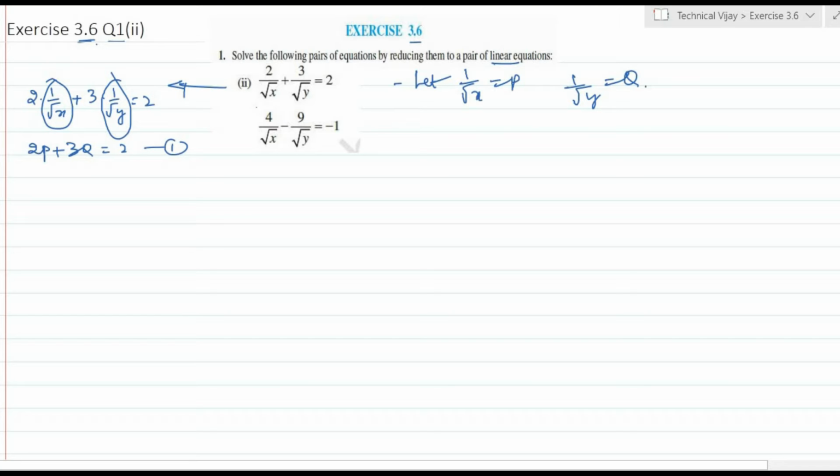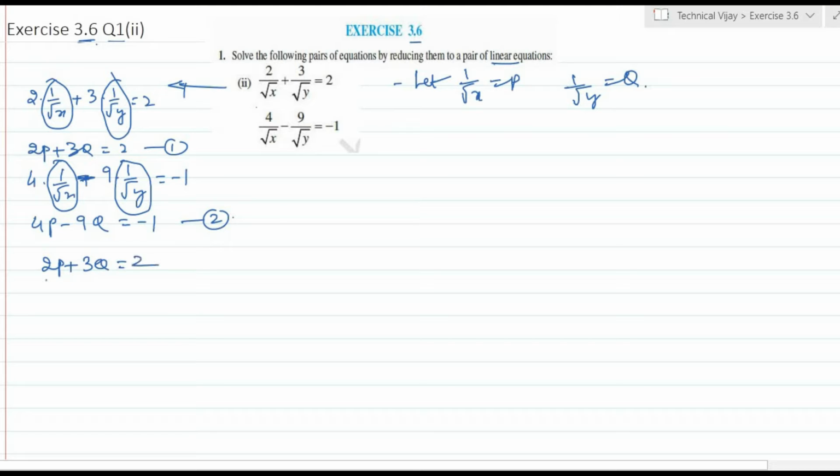This is one equation. So in the same way you can consider this one, 4 into 1 by root x plus minus 9 into 1 by root y is equal to minus 1. So 1 by root x we will substitute as p, 1 by root y is equal to q. So 4p minus 9q is equal to minus 1. So this is equation number 2. So we will write equations here, that is 2p plus 3q is equal to 2. So 4p minus 9q equal to minus 1.